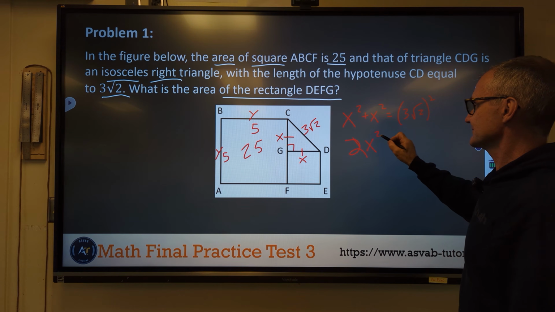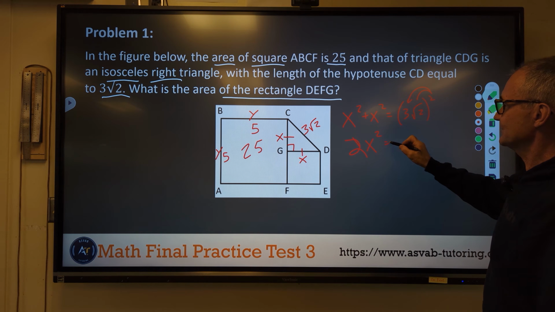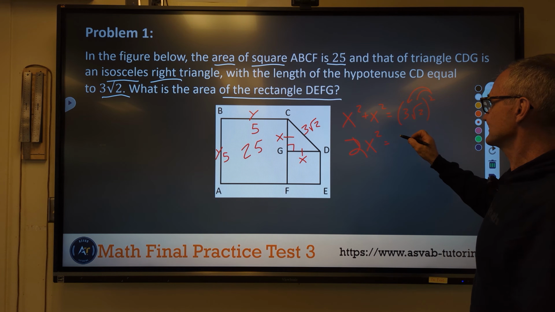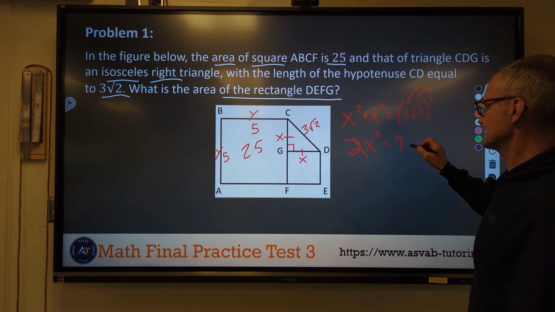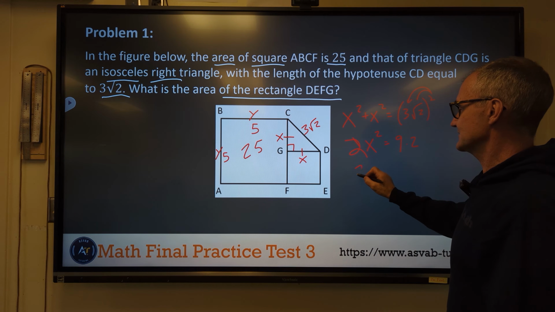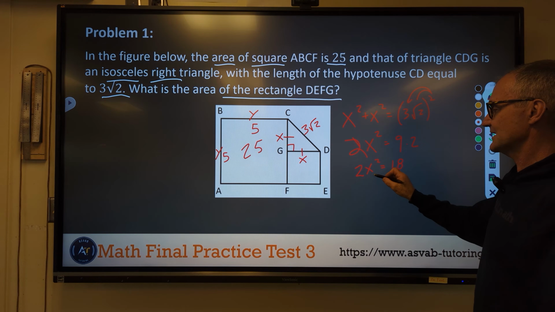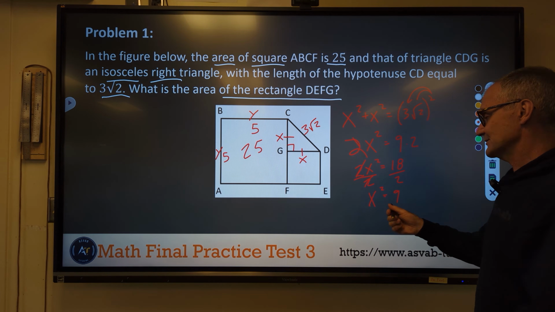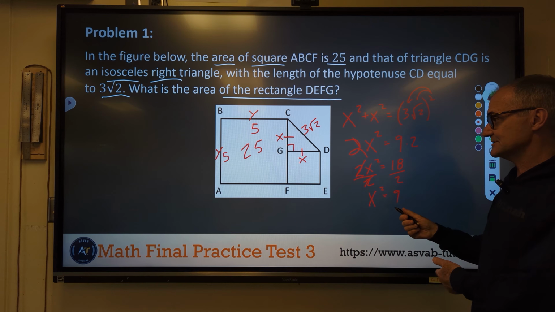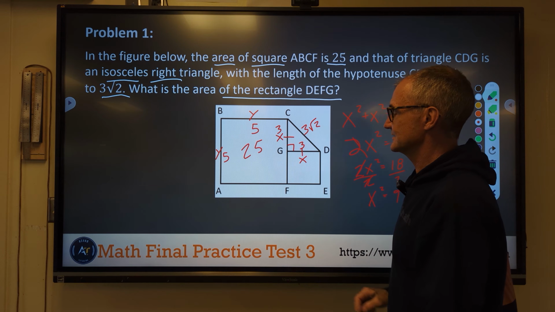2x squared. Distributing the square through the quantity here, I have 3 squared, 3 times itself, 9. Root 2 times itself, root 2 times root 2, is 2. Then I have 2x squared equals 18. Divide both sides by 2. These will cancel. X squared equals 9. So what I'm saying again here, what times itself equals 9? That's 3. So this is 3. This is equal to 3.